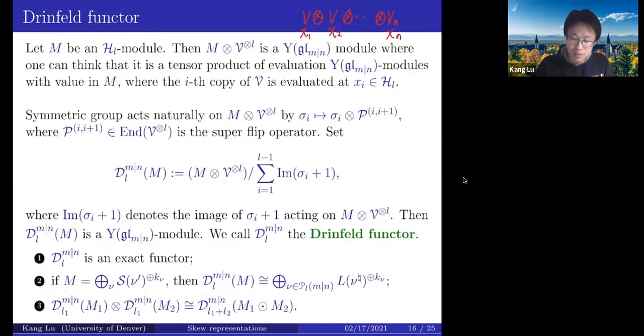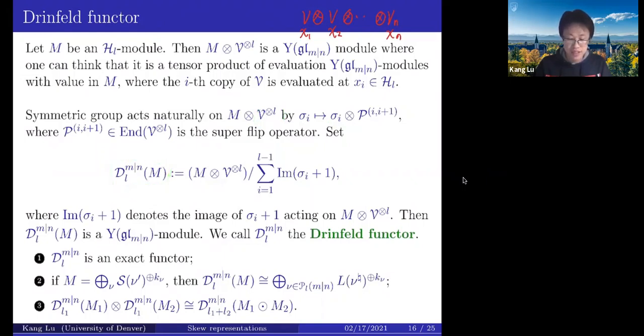And then when you use this action, you will get some X. Then you will use this X acting on the M part. That's how you understand such a Yangian module structure. Then we also have this natural symmetric group action. So here sigma i corresponds to sigma, and then sigma i permutes those vector representations.